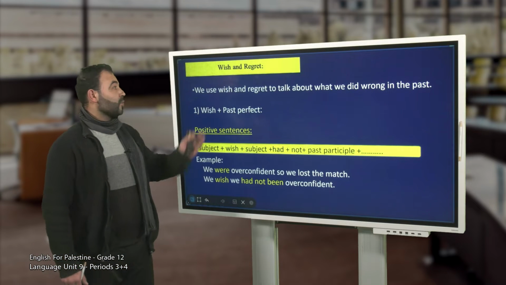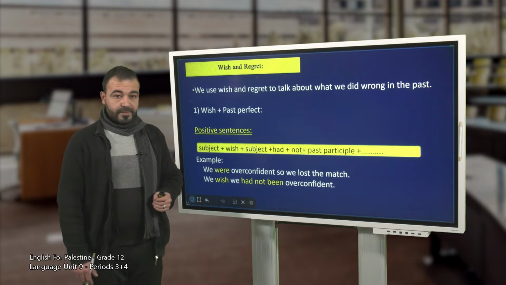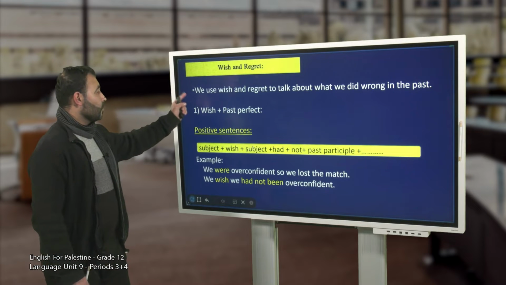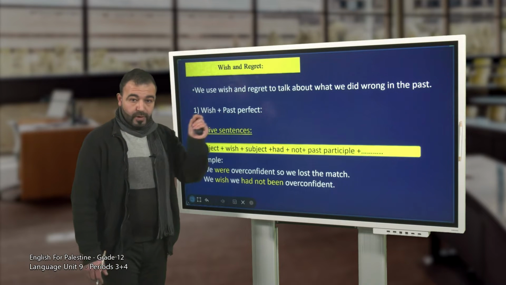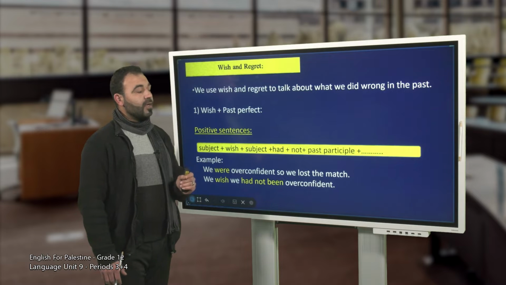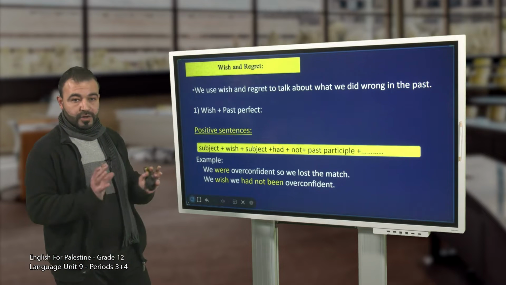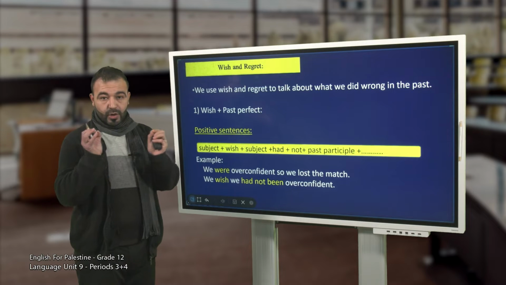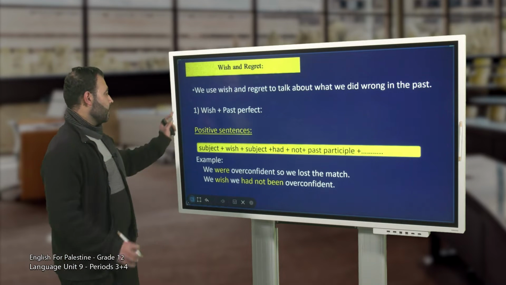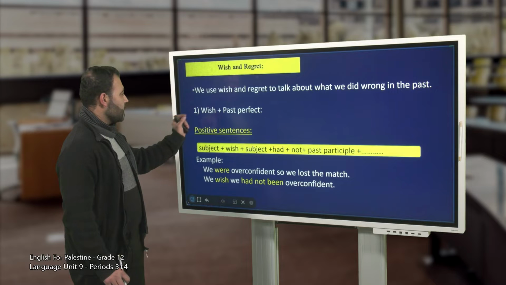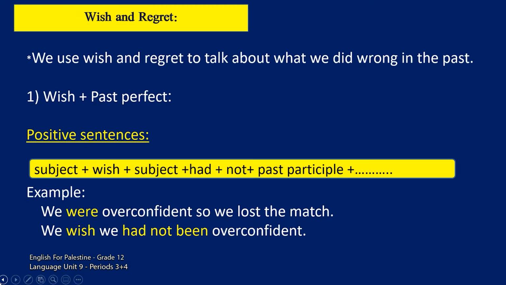Let's start with wish and regret. We use wish and regret to talk about what we did wrong in the past. Number 1, let's see wish. How do we form sentences using the verb wish? Wish plus past perfect.